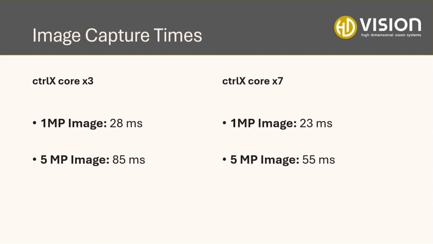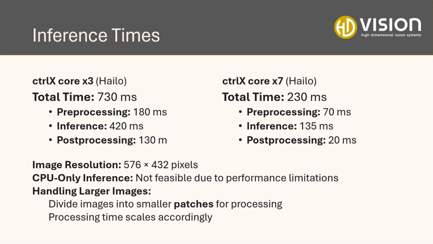Capturing images for the X3 model, a 1 megapixel image takes about 28 milliseconds. A 5 megapixel image takes about 85 milliseconds. On the X7, we are faster. For a 1 megapixel image, it takes 23 milliseconds. For a 5 megapixel image, it takes 55 milliseconds.